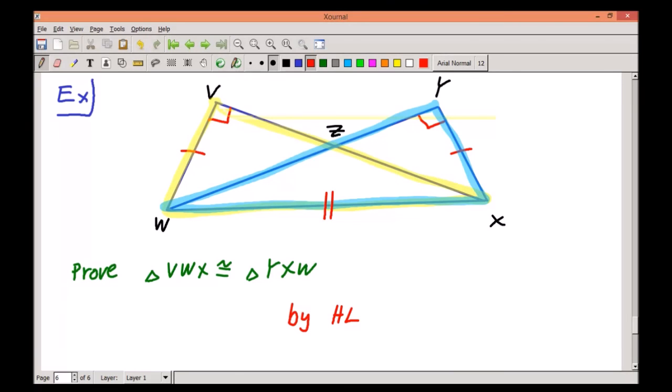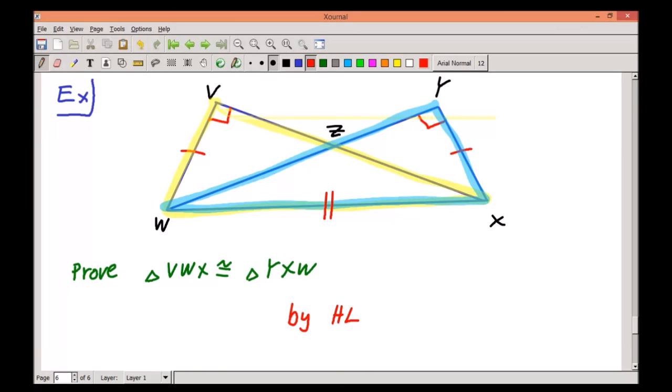All right, so that's all you need to know. Let me summarize briefly what we learned in this lesson. We learned 3 new ways to prove two triangles congruent. That makes us a total of 5. Earlier we had SSS and SAS. Now we have ASA, AAS, and HL.